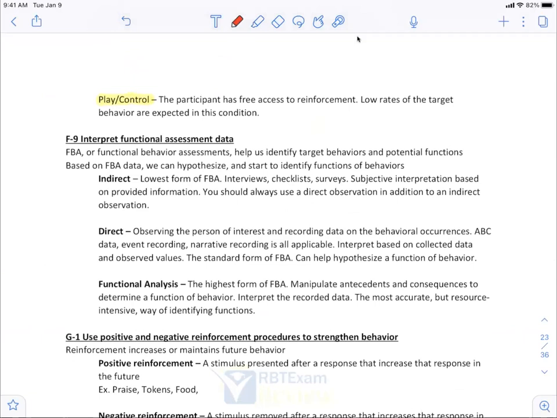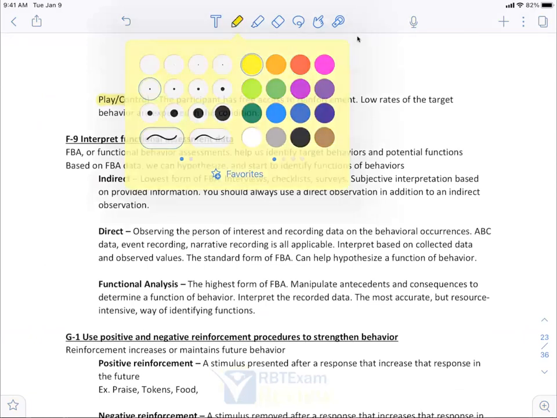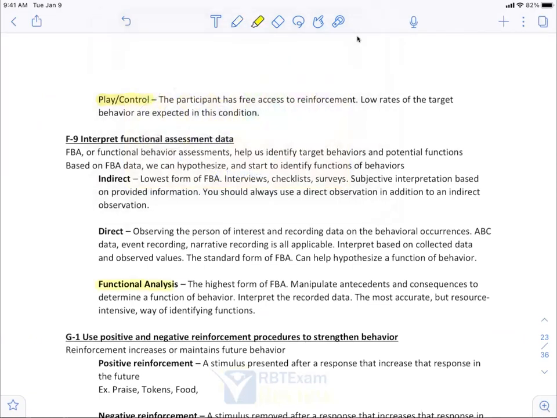F9, interpret functional assessment data. All right, another change as the analyst is what? Well, now you are the one who's going to be interpreting the data. So we've done our FBA, we've done our functional assessments. We need to start identifying. And what are our different types of functional assessments? Well, we just covered our functional analysis, right? So we should know what that is by now. And we covered a little bit how to interpret that data. You're going to graph all 4 conditions on a chart and then identify when does the behavior occur, when does it not.